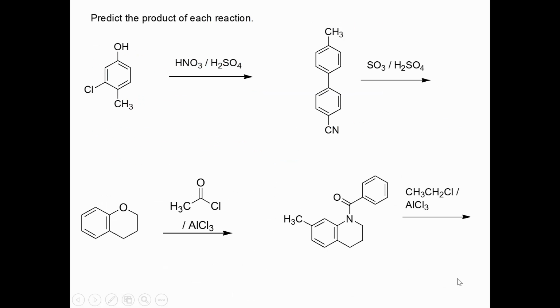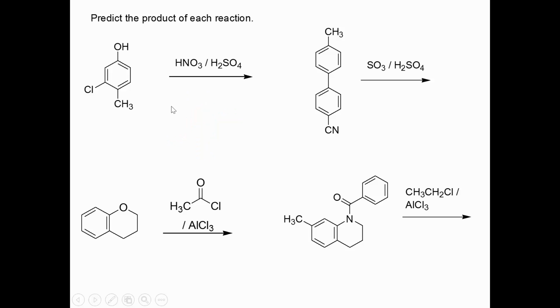All right, so here's a problem. We're going to predict the product of each reaction. All right, so let's look at the first one here. What's the strongest electron donor? Is it OMe? Is it methyl? Or is it chlorine? Well, we could probably see that the OH is our controlling group.